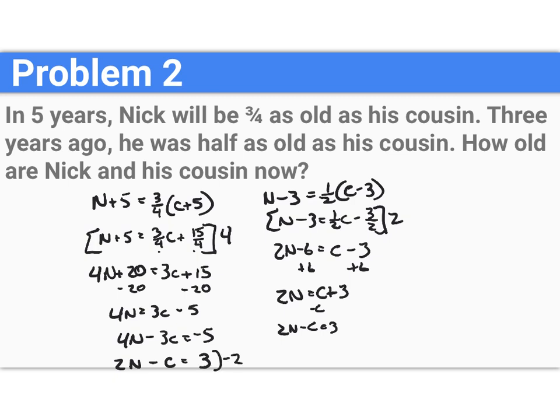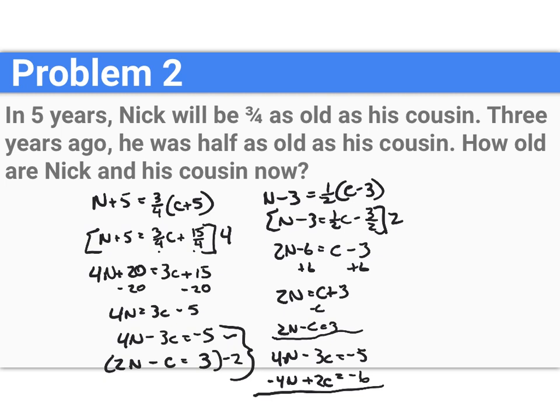I'm going to multiply this one by -2. So that would be 4n minus 3c equals -5. So both of these are coming over here, and -4n plus 2c equals negative 6. If I add them both up, I get negative 1c equals negative 11.